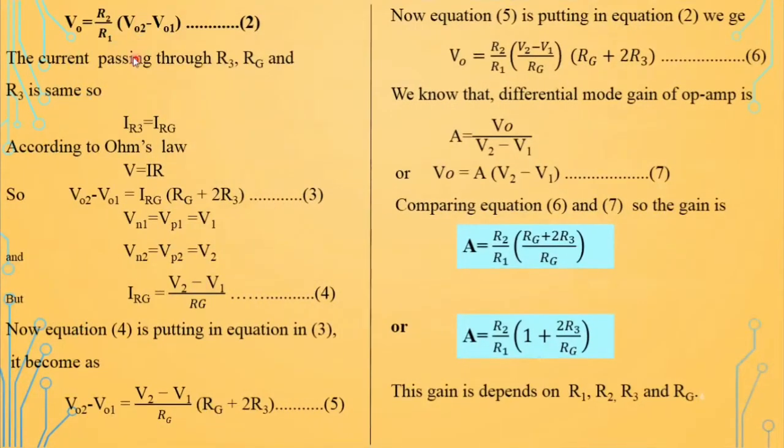This we have discussed in the previous slide. According to Ohm's law, V is directly proportional to I, where R is the proportionality constant. So V is equal to IR. So VO2 minus VO1 is equal to I times RG, in the bracket RG plus 2R3.